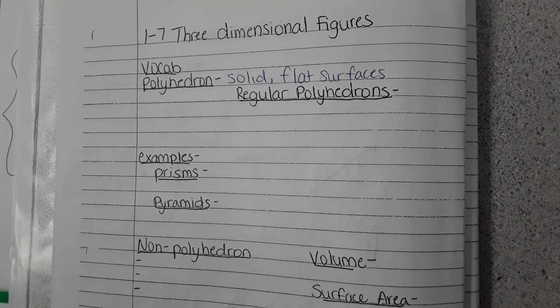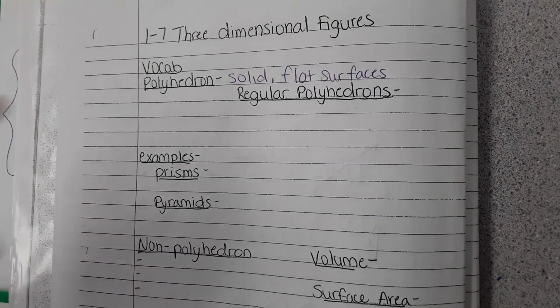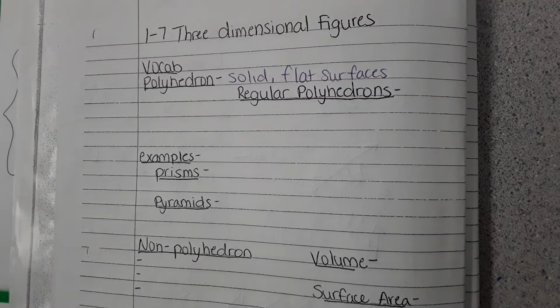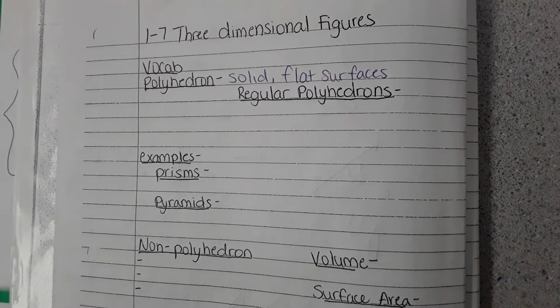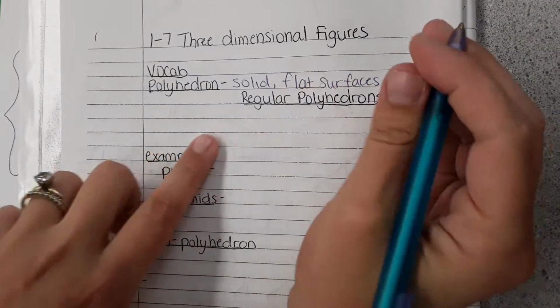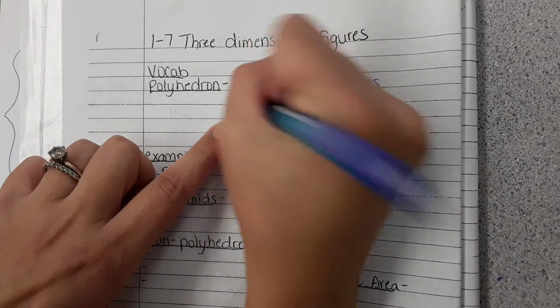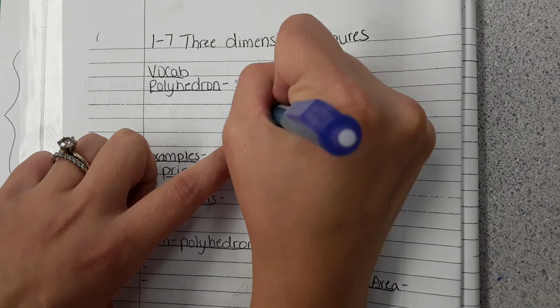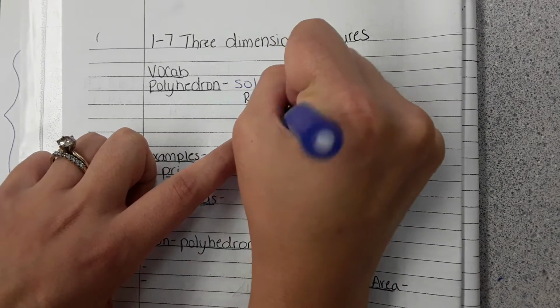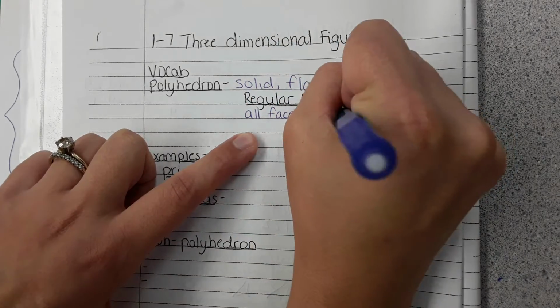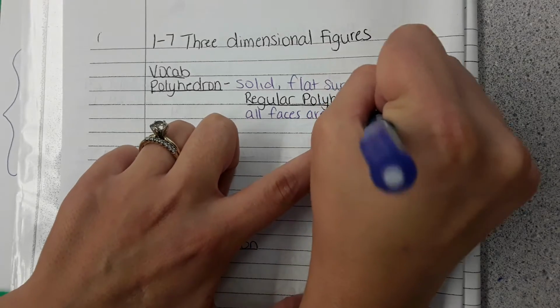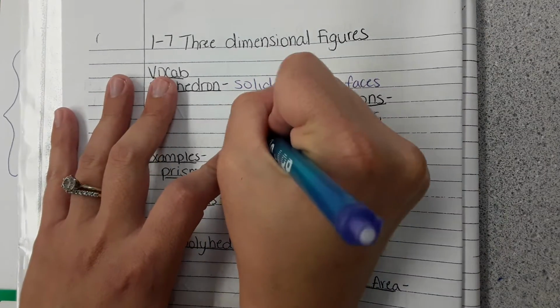I'm going to limit the amount of drawings that you actually do because the drawings don't come out well. So if I'm referring to something, I'll just show you what I'm talking about. Regular polyhedrons, just like regular polygons, are like perfect. So in a regular polyhedron, all the faces are regular congruent polygons.